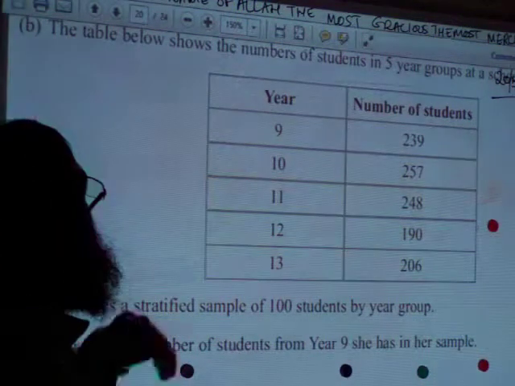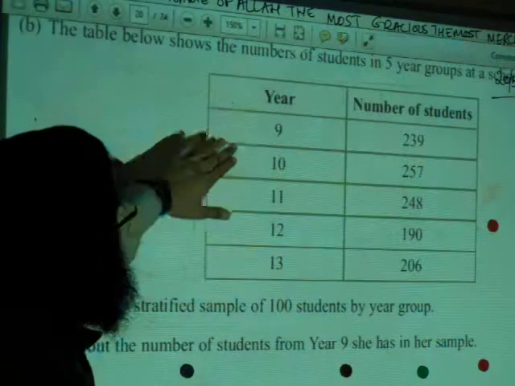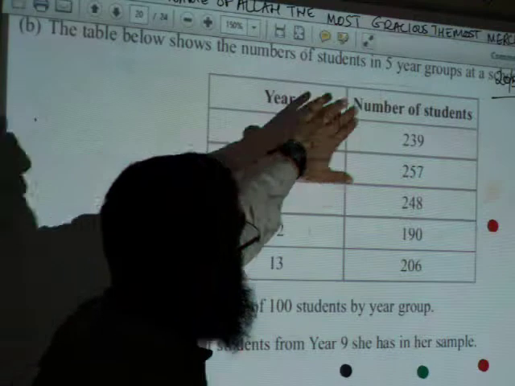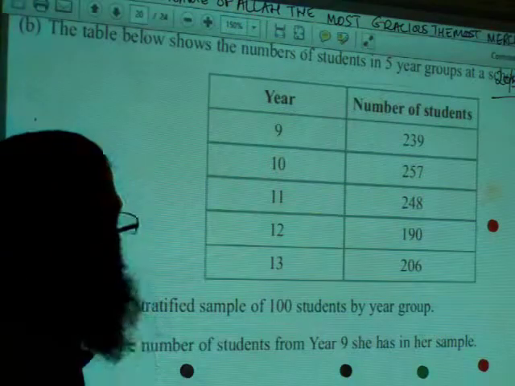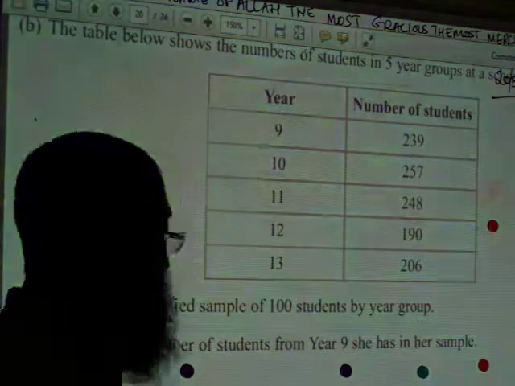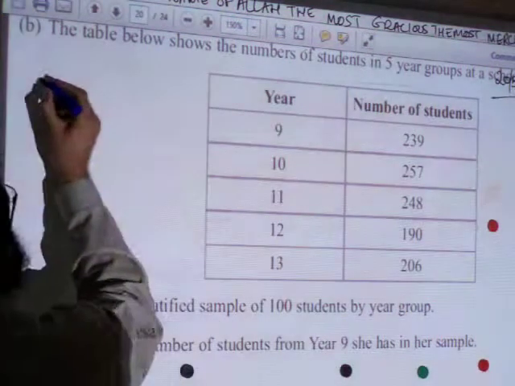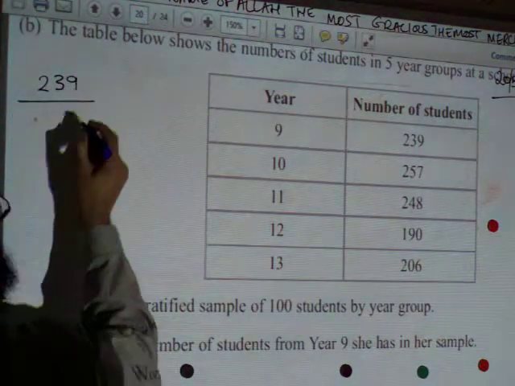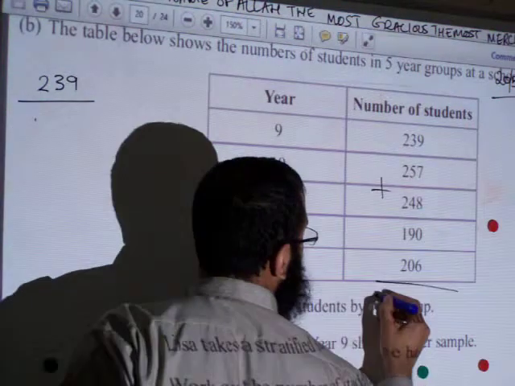The table below shows the numbers of students in 5 year groups at a school. Okay, year 9, 10, 11, 12, 13, and the number of students. Lisa takes a stratified sample of 100 students by year group. Work out the number of students from year 9. How many students are there in year 9? 239. So it's 239 out of the total. Can somebody calculate that for me, please? Can you add them up?